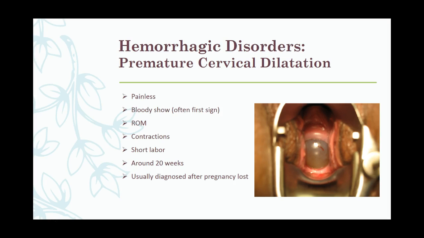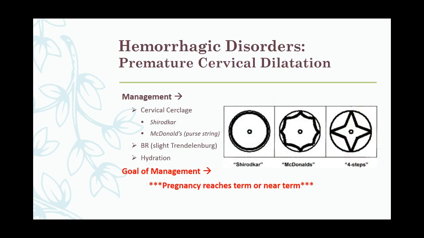But once diagnosed as an at-risk person for premature cervical dilation, you can have something called a cerclage with subsequent pregnancies to prevent this from happening to you again. And we're going to look at what that looks like. So here's how we manage this once we diagnose it. With subsequent pregnancies, these individuals will receive something called a cervical cerclage.